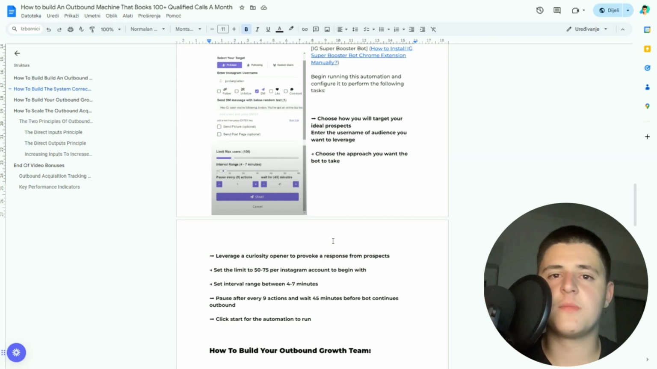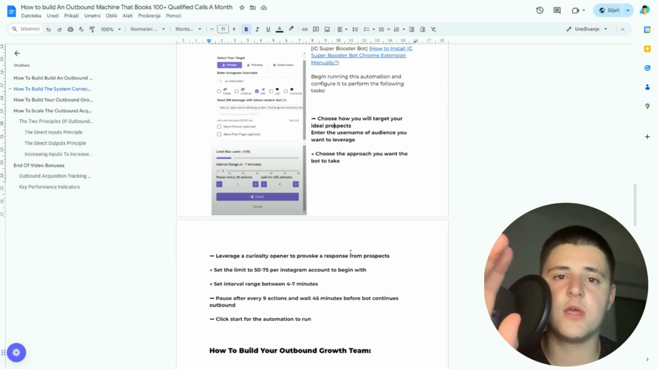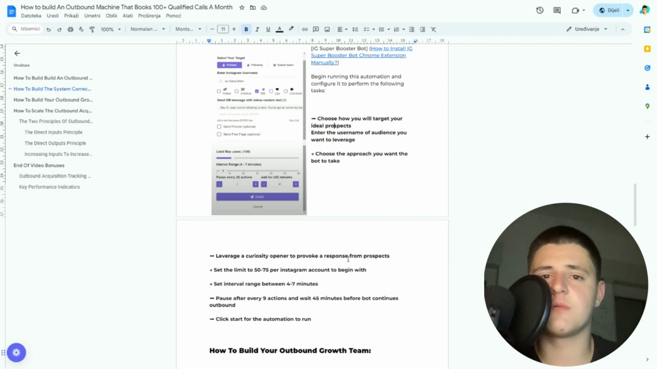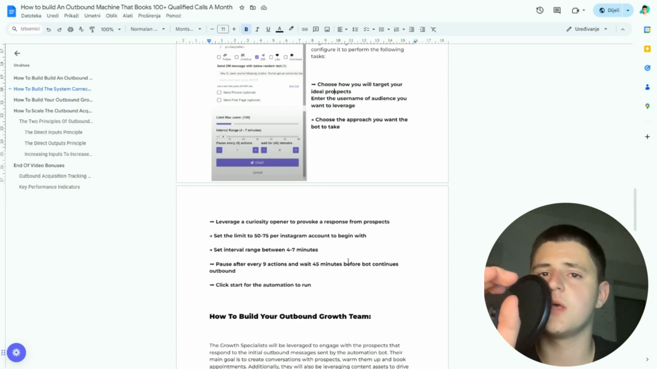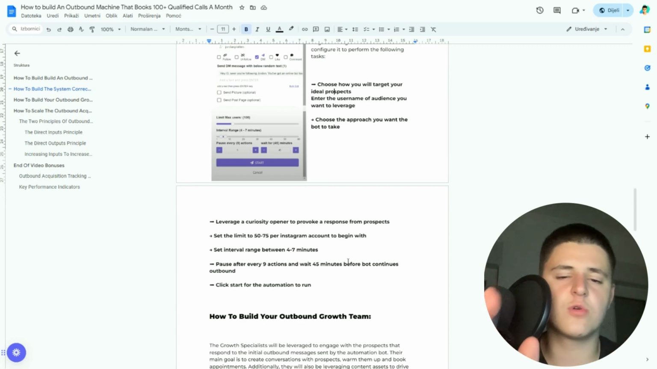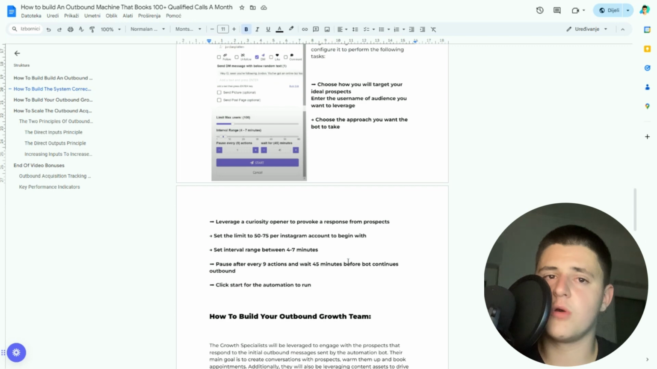You will set the limits to 50 to 75 messages per Instagram account to begin with. You'll set the interval range between 4 to 7 minutes, and you will pause every 9 actions and wait 45 minutes before the bot continues the outbound, and you just need to click start to run the whole automation.